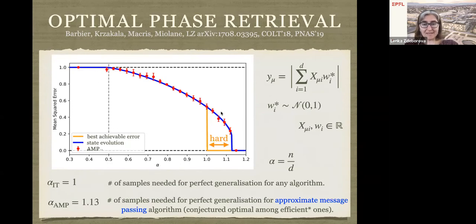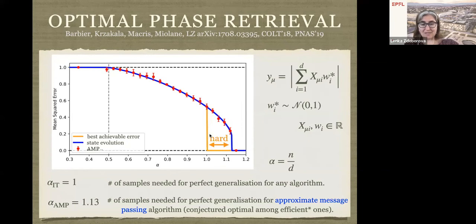The blue line is the state evolution of the approximate message passing algorithm, and the red points are its run. So red and blue agree, but you see that there is a gap, a small region here where the approximate message passing does not reach the optimal performance. And that's called the hard region or hard phase.